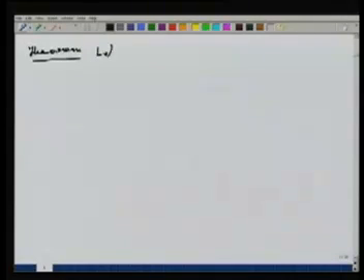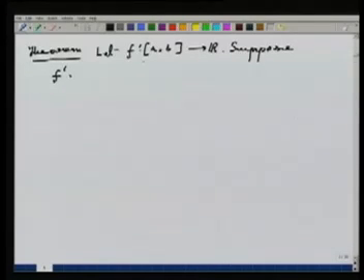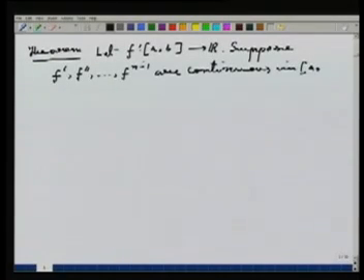Let f be a function defined on the closed interval [a, b] in R. Suppose f prime, f double prime, and so on up to f^(n-1), which means the (n-1)th derivative of f, are continuous in the closed interval [a, b], and f^(n) exists in the open interval (a, b).